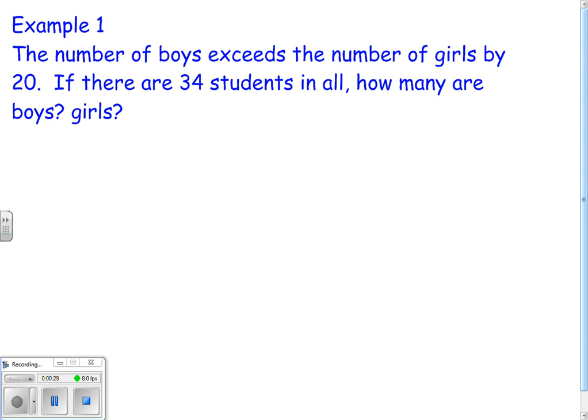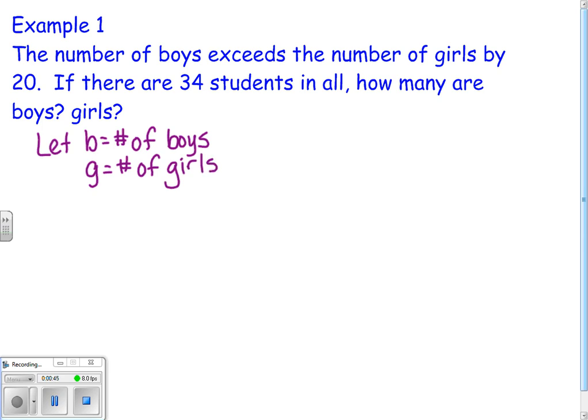So the first thing you should do is start by defining your variables and try to make them make sense. I'm going to let B equal the number of boys, which means G equal the number of girls. All right, the first sentence, the number of boys exceeds the number of girls by 20. So I know that the number of boys is the number of girls plus 20. Then it says there are 34 students in all. In all means to add. So if I take the number of boys plus the number of girls, I should get 34 students altogether.